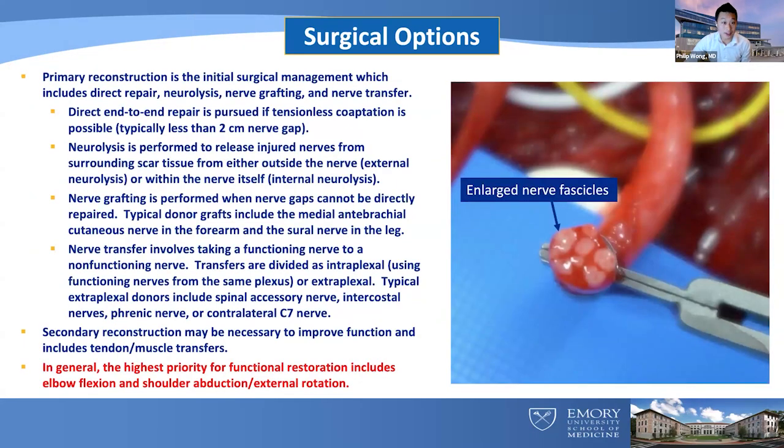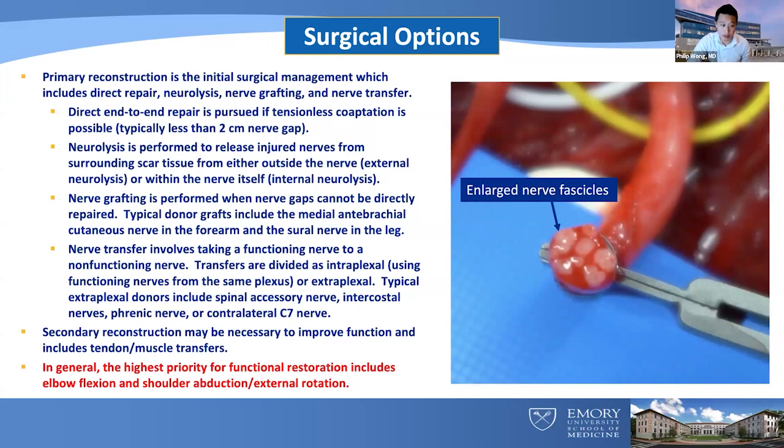What are the surgical options? Primary reconstruction is the initial management, which includes direct end-to-end repair. Typically, if there's a gap of less than 2 centimeters, neurolysis is performed to release injured nerves from surrounding scar tissue, from outside the nerve or from within the nerve itself, so external neurolysis versus internal. Nerve grafting is performed when nerve gaps cannot be directly repaired, so that's greater than 2 centimeters. Typical donor grafts are the medial antebrachial cutaneous nerve in the forearm or the sural nerve in the leg.